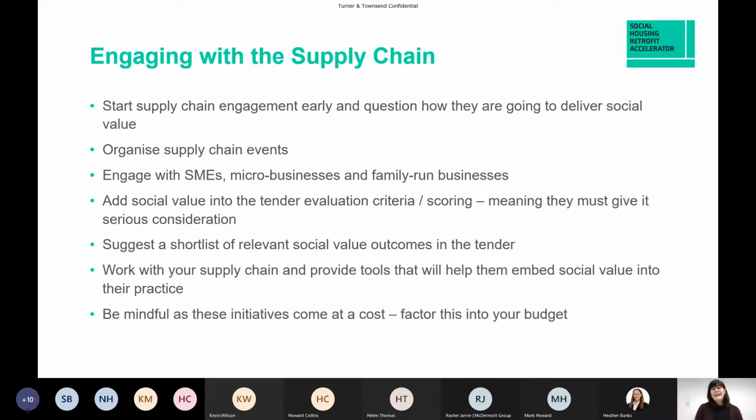So in terms of engaging with the supply chain, obviously vitally important, because the suppliers very often are the ones who have to do the heavy lifting here. As you'll probably know, you can apply for funding, but if you've got a range of suppliers who are required to deliver the projects, then you will probably want to embed those criteria into their requirements as well.